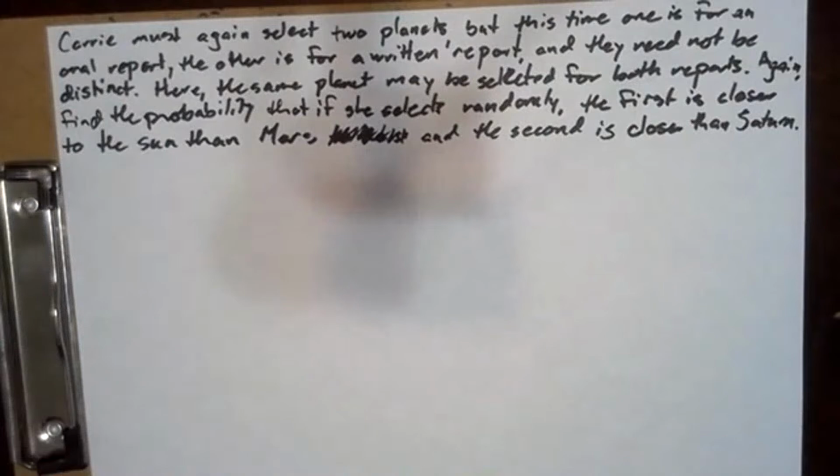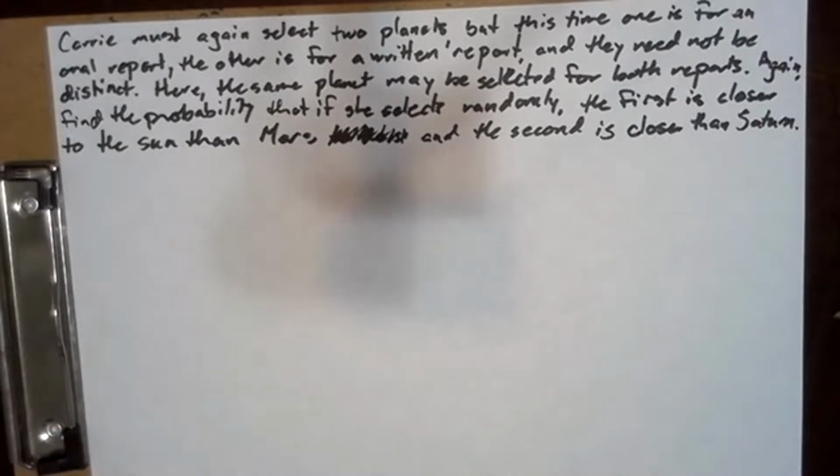Carrie must again select 2 planets, but this time one is for an oral report and the other is for a written report, and they need not be distinct. Here, the same planet may be selected for both reports. Again, find the probability that if she selects randomly, the first is closer to the Sun than Mars, and the second is closer than Saturn.